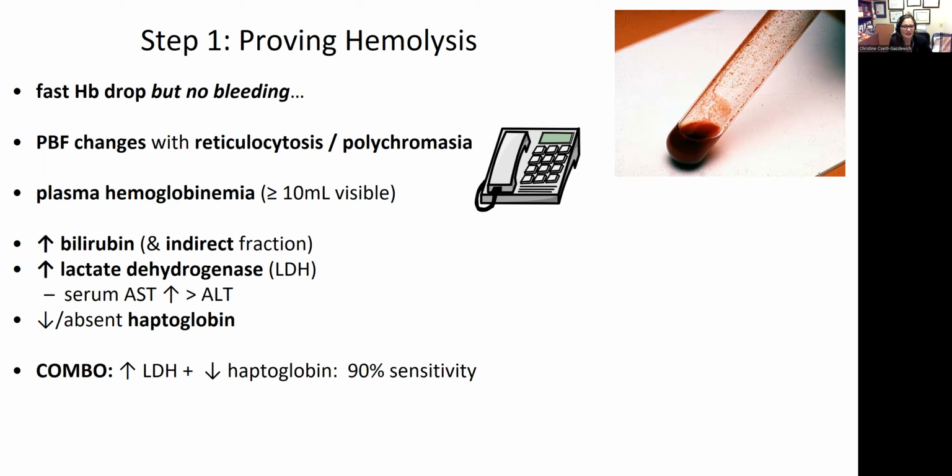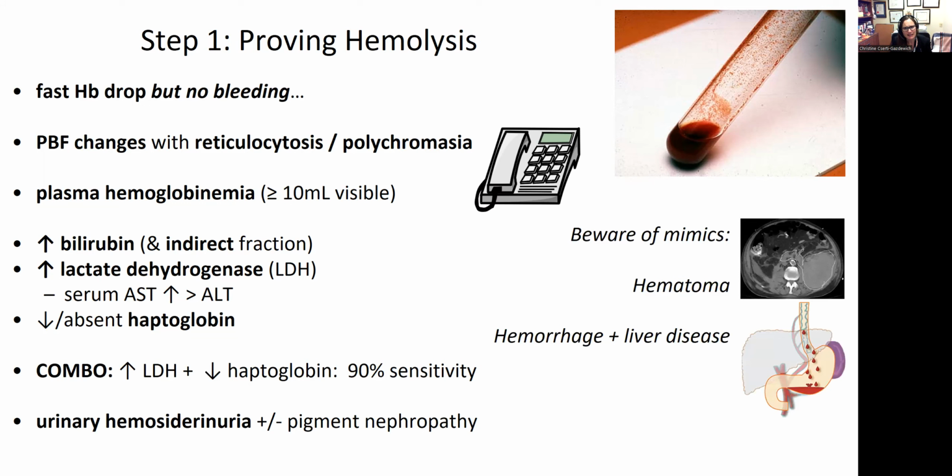The combination of a high LD with a low haptoglobin is 90% sensitive for hemolysis. And urinary hemosiderinuria or pigment nephropathy, starting to get renal damage, might be a sign if there is concomitant anemia. Now, things that can mimic hemolysis are hematoma products being resorbed, so that can recapitulate hemolytic biochemistries, even though this actually was a bleed in retrospect.